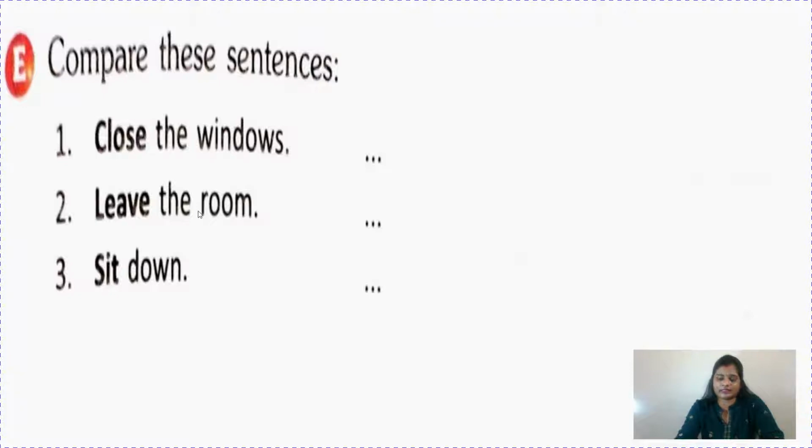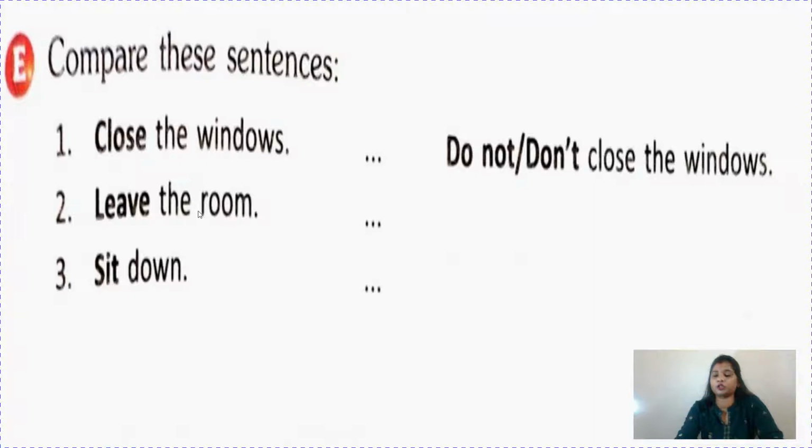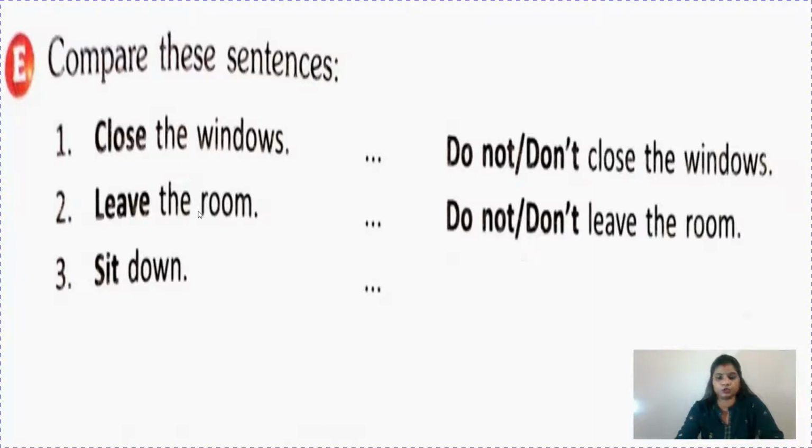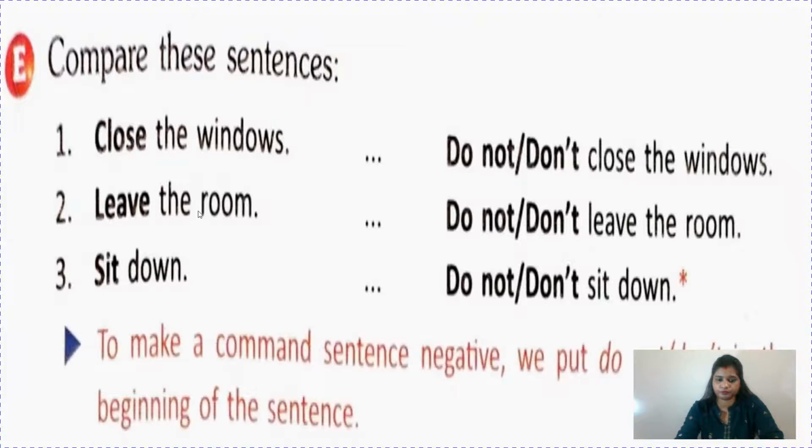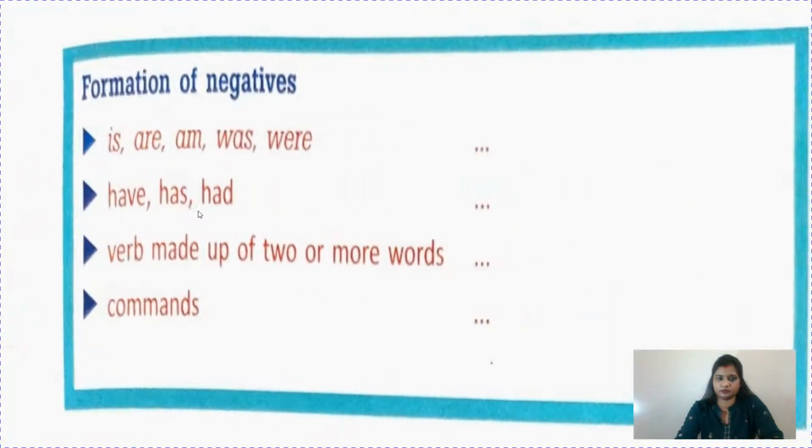Now compare these sentences again. These are command sentences, children. Close the windows, leave the room, sit down. These are command sentences. So here you only have to add do not. Like do not or don't close the windows. Do not or don't leave the room. Do not or don't sit down. So to make a command sentence negative, we just put do not or don't at the beginning of the sentence.